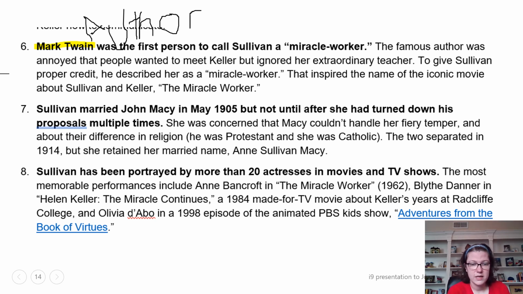And last but not least, Sullivan has been portrayed by more than 20 actresses in movies and TV shows. The most memorable performances include Anne Bancroft in The Miracle Worker, 1962, Blythe Danner in Helen Keller, The Miracle Continues, a 1984 made-for-TV movie about Keller's years at Radcliffe College, and Olivia d'Abo in a 1998 episode of the animated PBS kids show Adventures from The Book of Virtues. None of those are the film version that I'm showing you, but again, if lots of different actresses have played her, lots of people know about her. Right? And if lots of people know who you are, what does that make you? Right, it makes you pretty famous.